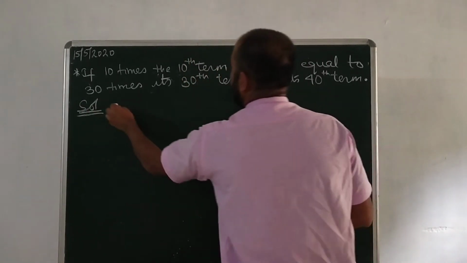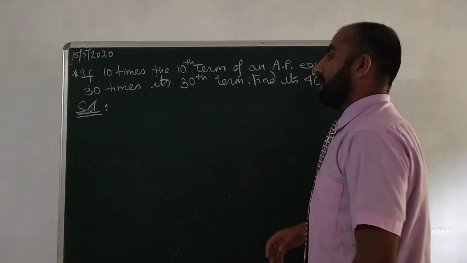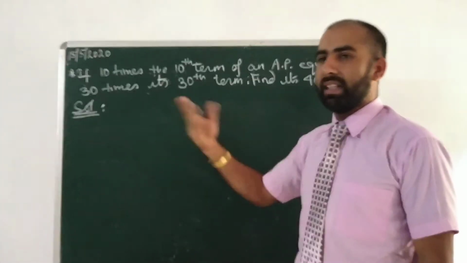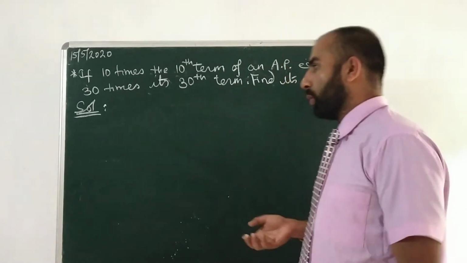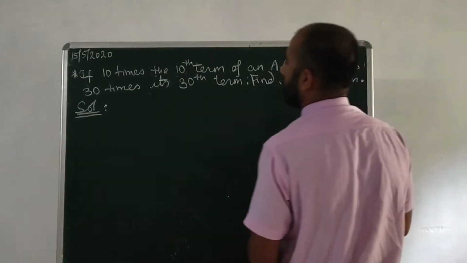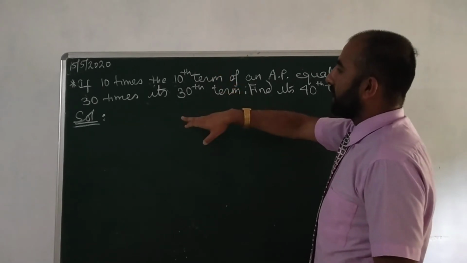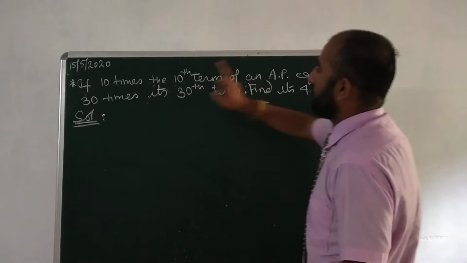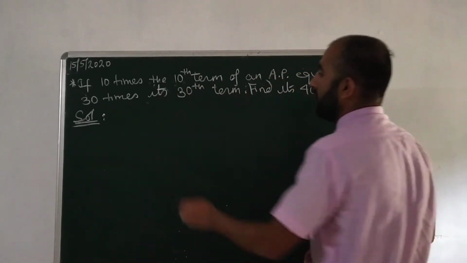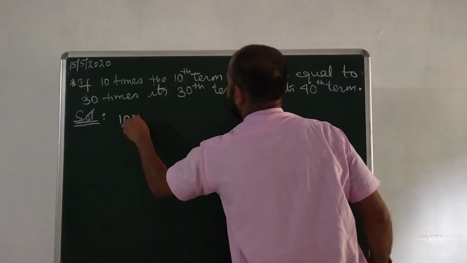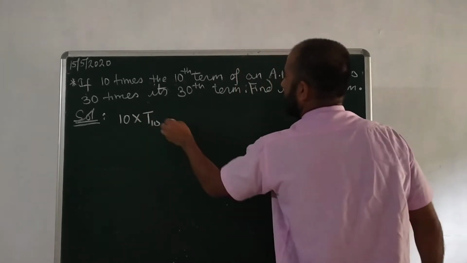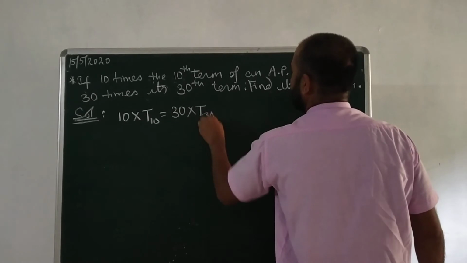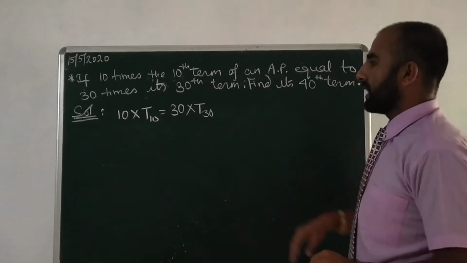Solution. Okay, let A be the first term and D the common difference, so that you all know. Let me go straight to the given condition. 10 times the 10th term of an AP is equal to 30 times its 30th term. That means 10 times its 10th term is equal to 30 times its 30th term. So this is the given condition.